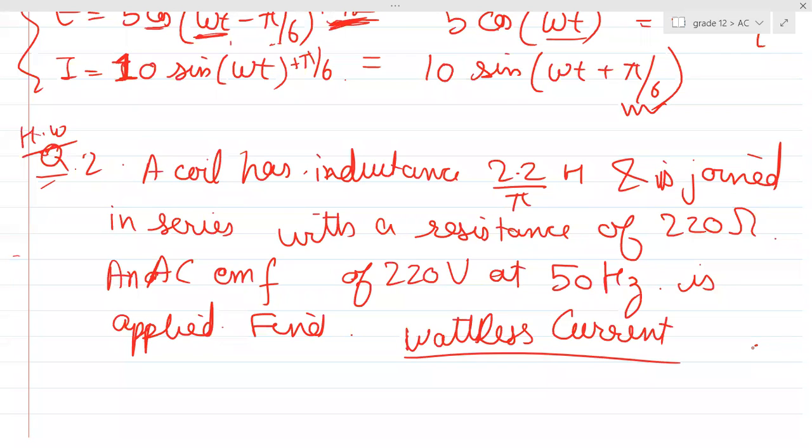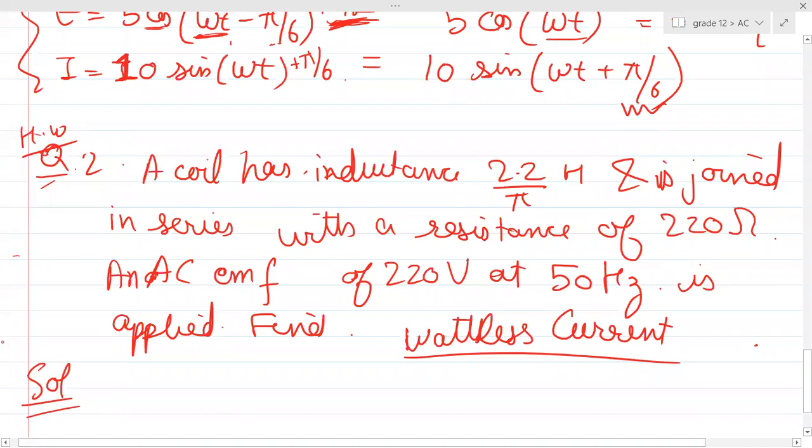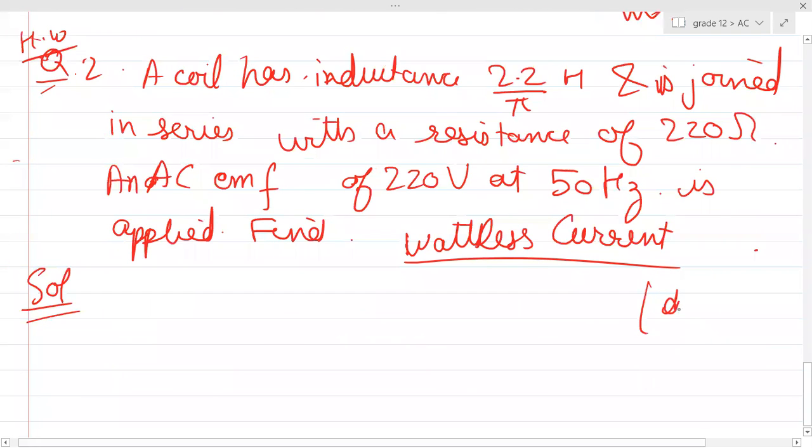So basically what is there? Either you can go with the conventional approach, wattless current is equal to I_RMS into sine phi, right? So you can just find out the value of phi, find out the value of I_RMS and put it in the answer, right? But in spite of finding I_RMS and all, phi's value can be found out using the impedance triangle as well, if you remember. So try to do this question as homework. The answer to this question will be 0.5 ampere.